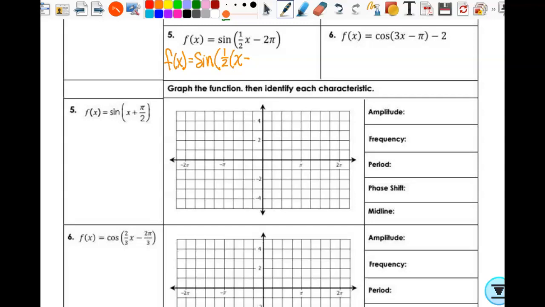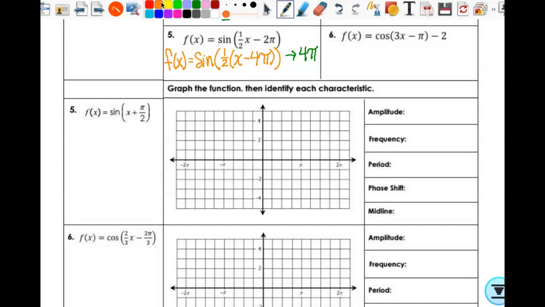Well, to factor out, I would have to divide. So basically, I divided this by 1/2. That's how I got x. If I'm going to divide this by 1/2, that means I multiply by the reciprocal, and that gives me 4 pi. Which means I go to the right 4 pi.